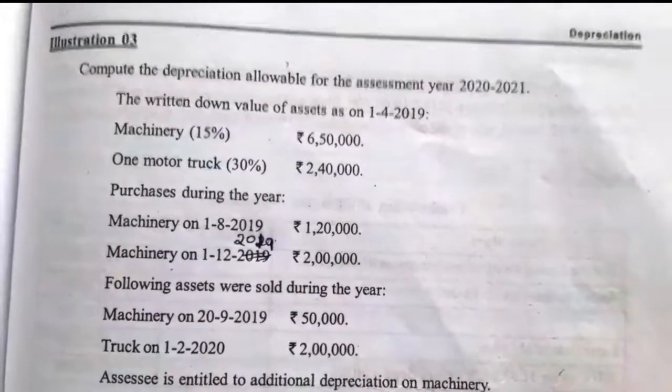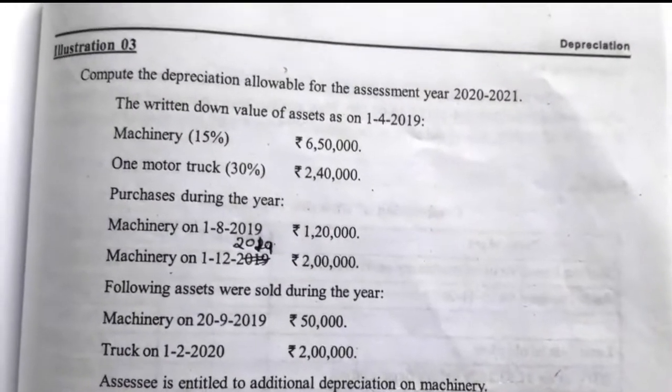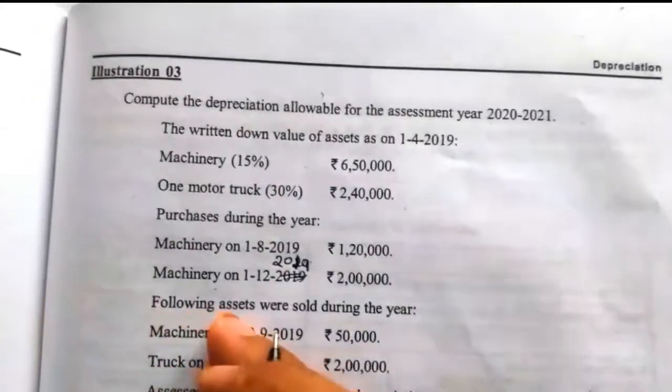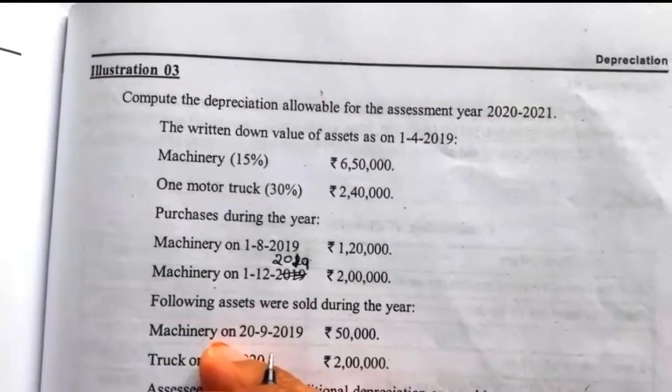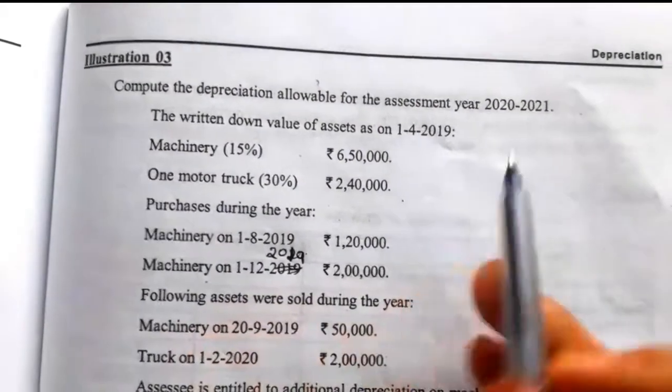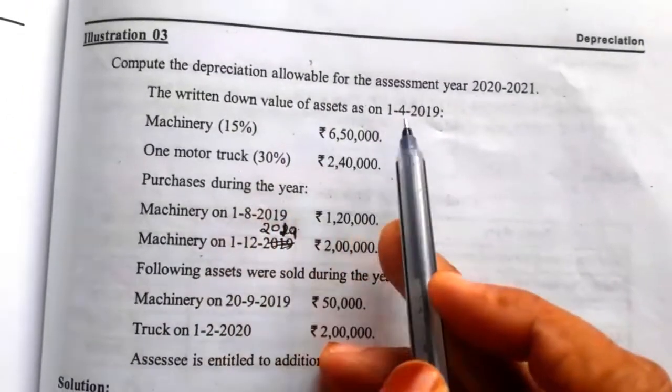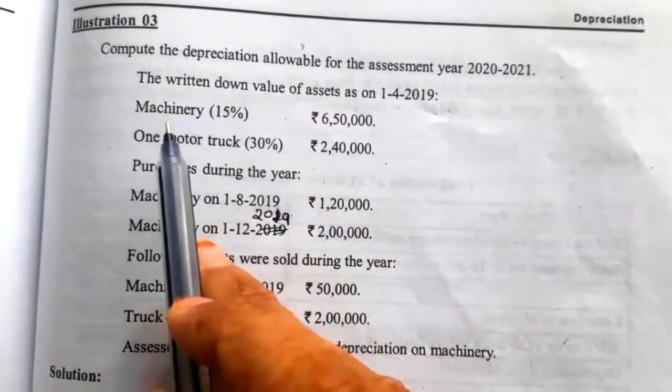Hello students, today we will learn illustration number 3. See the question, I will read out the question. Compute the depreciation allowable for the assessment year 2020-21. The written down value of the asset as on 1st April 2019.